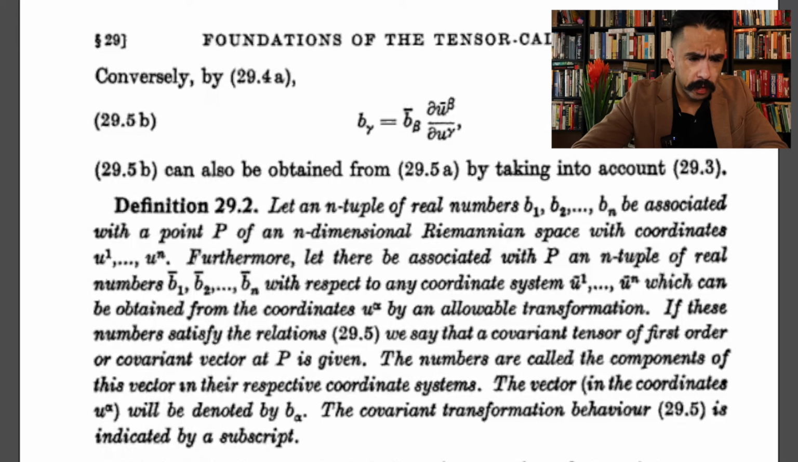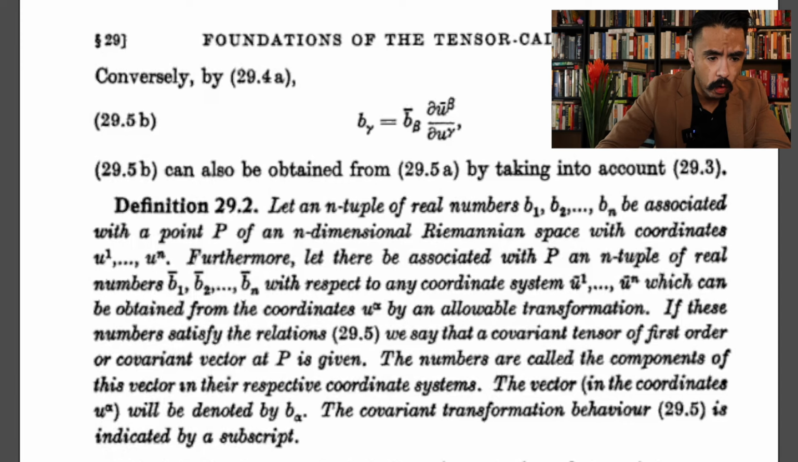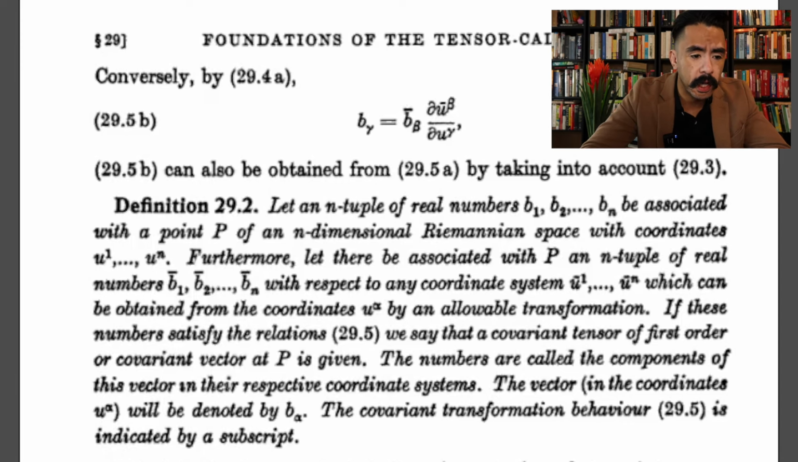Let an n-tuple of real numbers b1, b2 through bn be associated with a point capital P of an n-dimensional Riemannian space with coordinates u1 through un. Furthermore, let there be associated with capital P an n-tuple of real numbers b over bar 1, b over bar 2, etc. through b over bar n with respect to any coordinate system u over bar 1 through u over bar n, which can be obtained from the coordinates u alpha by an allowable transformation.